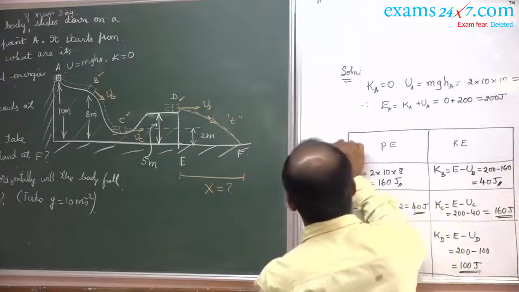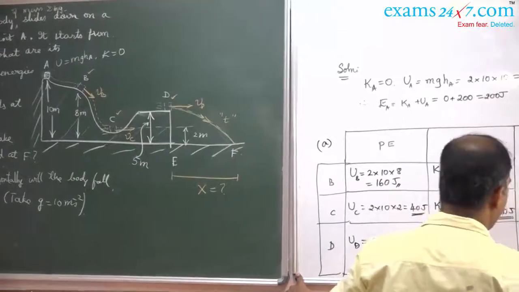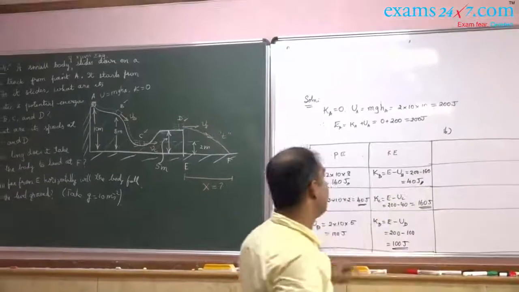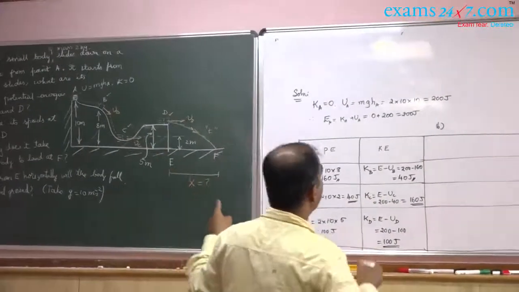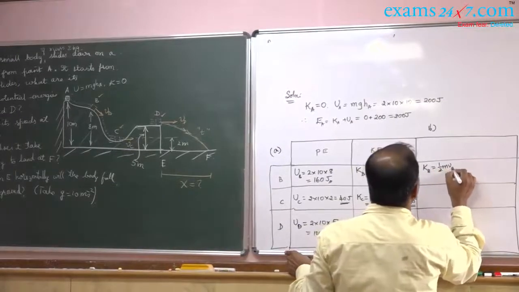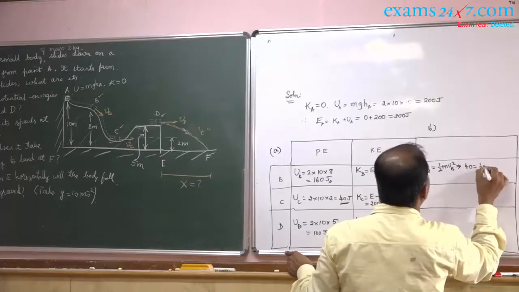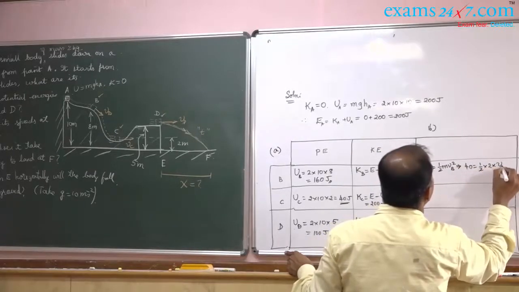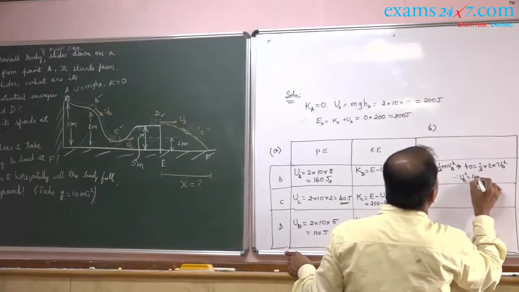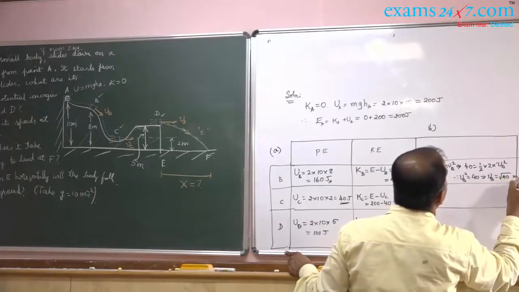This is the answer for part A. The answer for part B we can find out by extending this table. So the speed at point B can be found by KB equals half m vb square. So KB equals 40, half times m is 2 times vb square, which we do not know. So therefore vb square becomes 40, or vb equals square root of 40 meter per second.